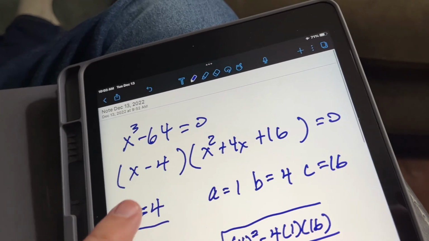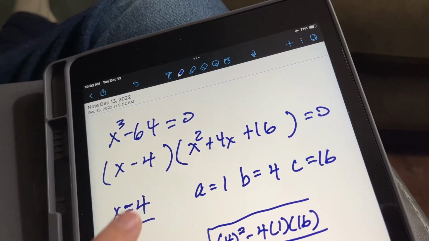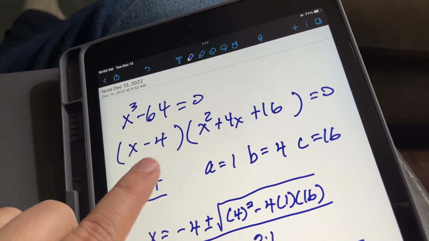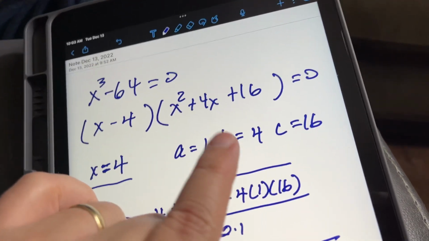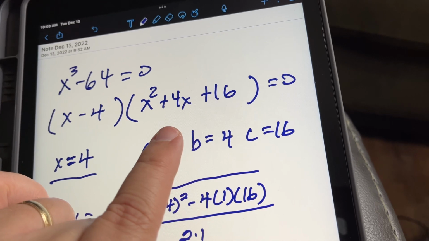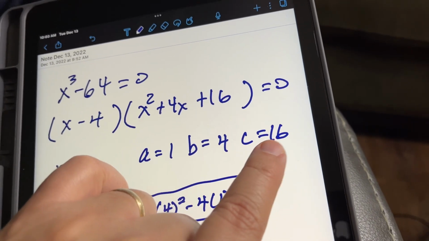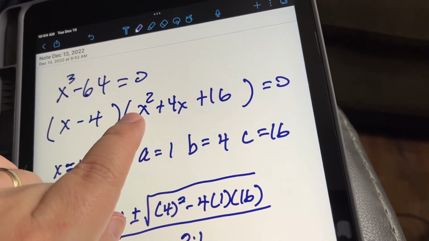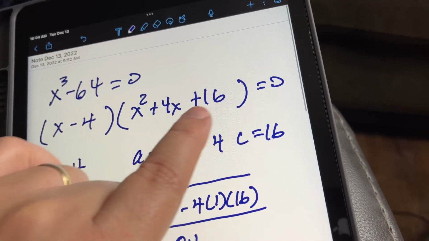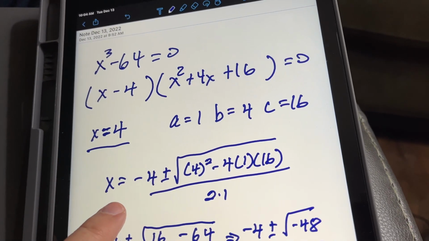So once I do that, I use the zero product property. In other words, I set this equal to 0 and I get the 4. So 4 is the number that when you put in here, you get 0 there. This, on the other hand, won't factor, so we're going to have to use the quadratic formula. So the a term is 1, the b term is 4, the c term is 16. A is the coefficient of x squared, b is the coefficient of x, and that's the c term there. And I'm substituting this into the quadratic formula.